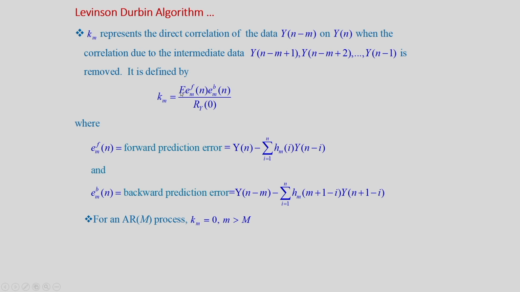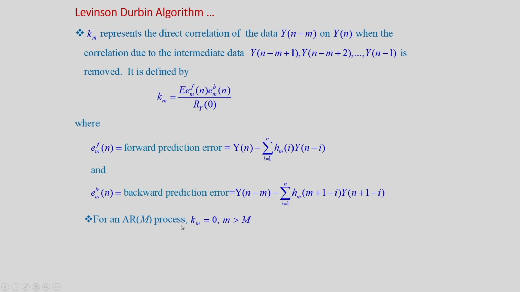So, therefore, Km is equal to E of Em Fn into Em Bn, where Em Fn is the forward prediction error, equal to y n minus summation Hmi into y n minus i, i going from 1 to n, and Em Bn is the backward prediction error, equal to y of n minus m minus summation Hm m plus 1 minus i into y n plus 1 minus i, i going from 1 to n. Now, it can be shown that for an AR m process, this Km will become 0 for m greater than m.